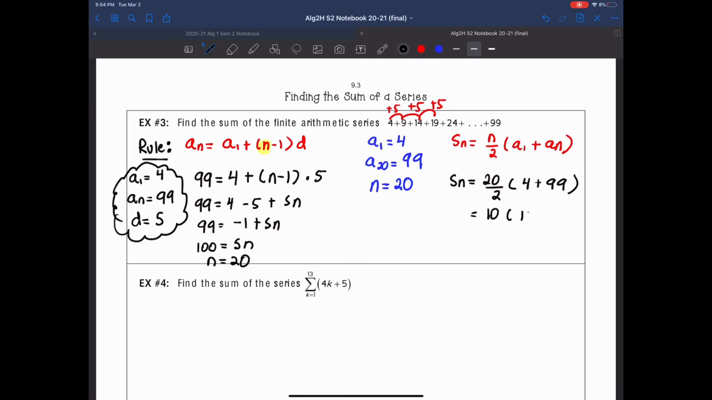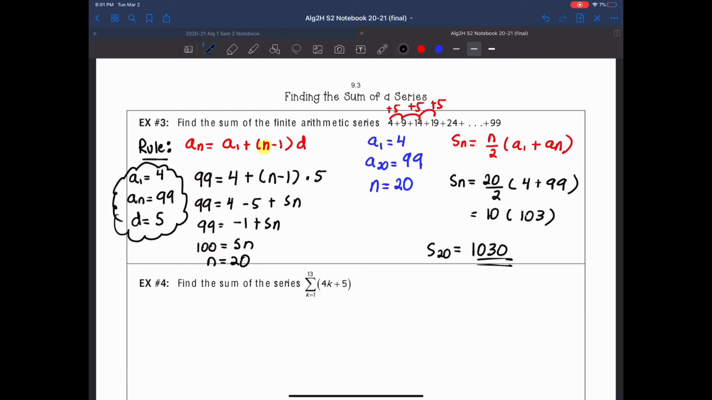That is 103. Plug that into my calculator, and I find that s sub 20, or the sum of the series that has 20 terms, is going to be 10 times 103, which is 1,030. So this is my final answer.